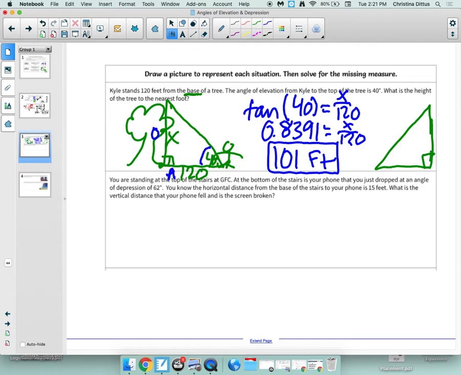Alright, you're standing at the top of the stairs at GFC. At the bottom of the stairs is the phone. You just dropped it at an angle of depression of 62 degrees. You know the horizontal distance from the base of the stairs to your phone is 15 feet. What is the vertical distance your phone fell? And is the screen broken?